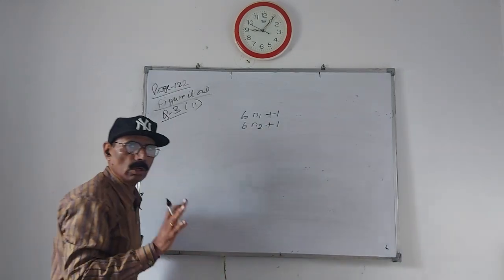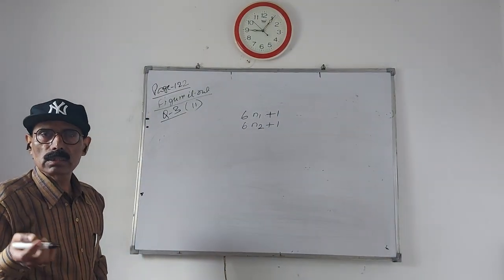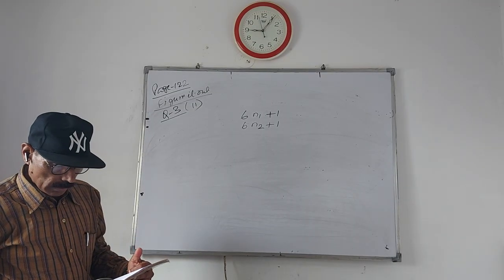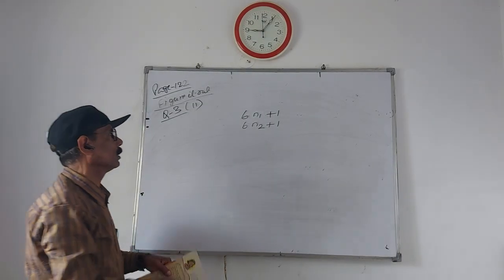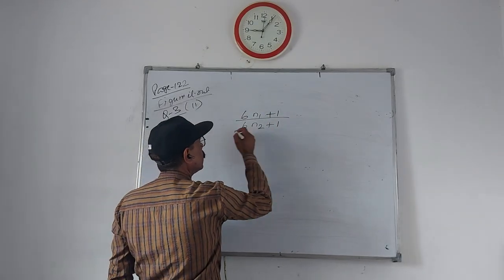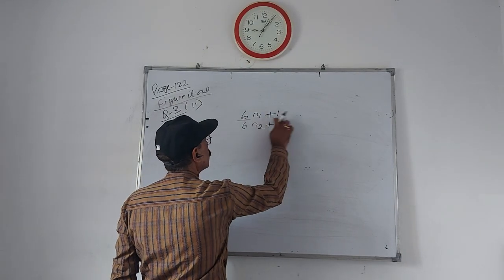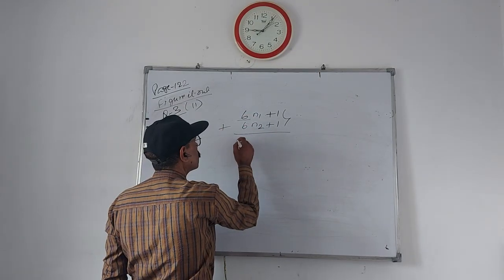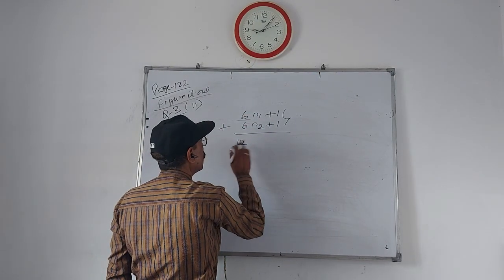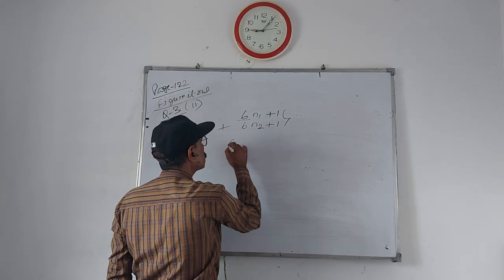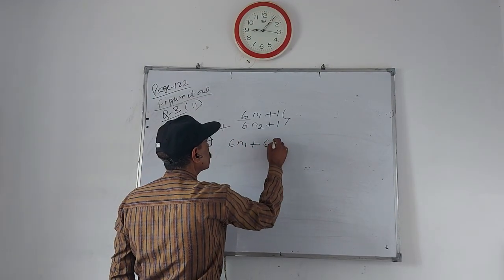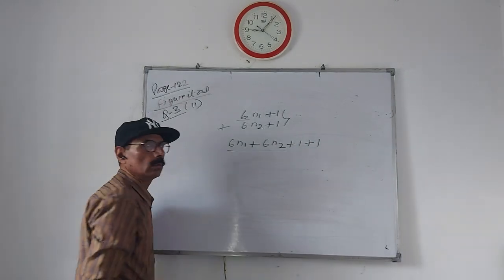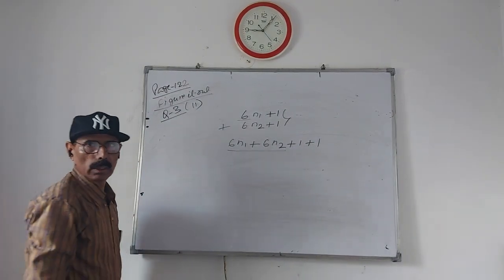Two numbers are not divisible by 6. Their sum is not divisible by 6. Add these two numbers. Sum is what? 6 plus 6, 12. Or you can write like this: 6m1 plus 6m2 plus 1 plus 1. Here take common.